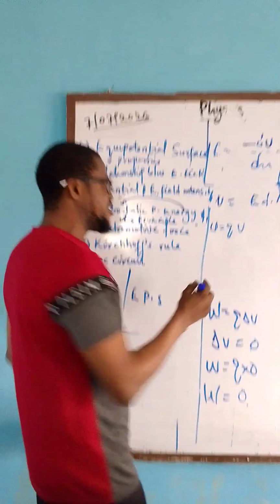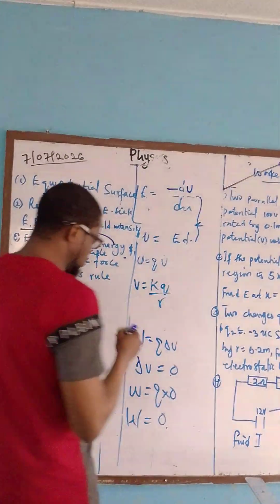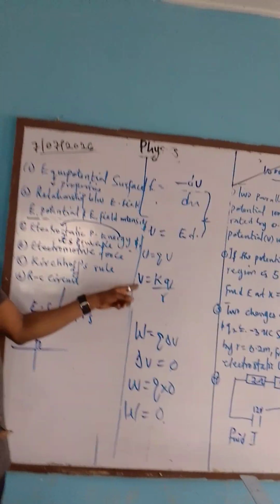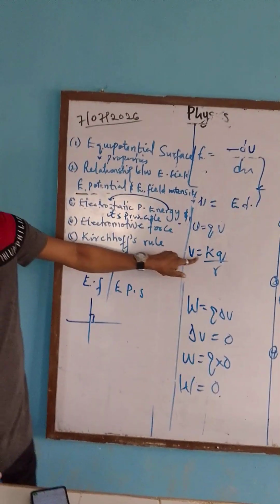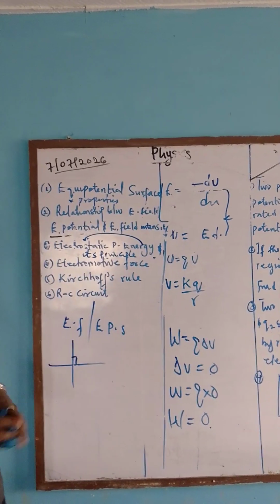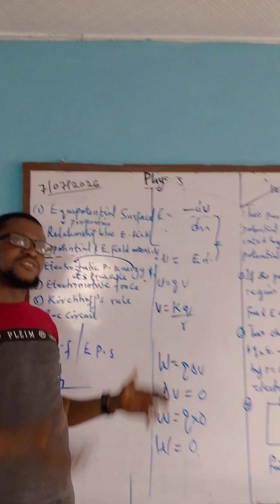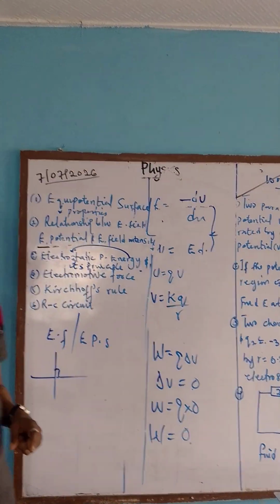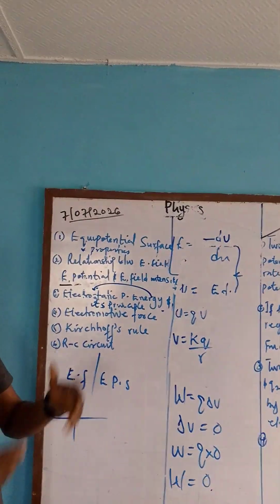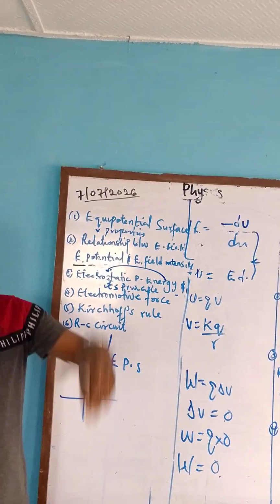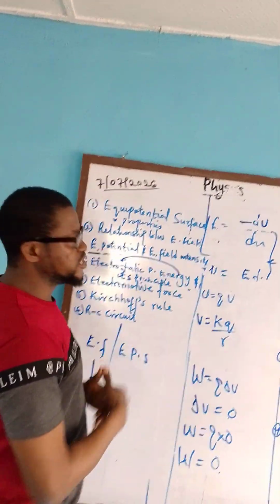We should also recall that V is equal to KQ over R. This is one of the formulas we know for electric potential. Apart from this, yes, V equals ED. So these are the formulas we need to note. Physics is unlike mathematics. In physics, I can decide to generate more than 5 formulae for just one quantity, and that makes you a good teacher in physics. Unlike in mathematics where we have just one formula for area of a circle. So just play along the way I've been generating these formulas.